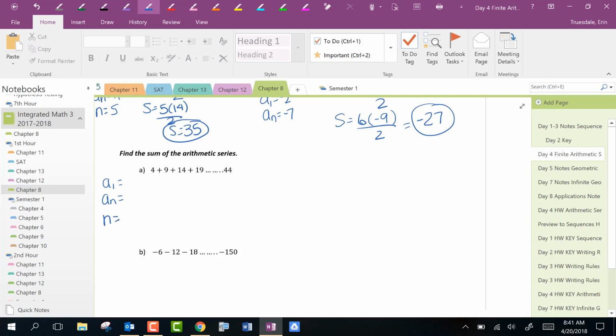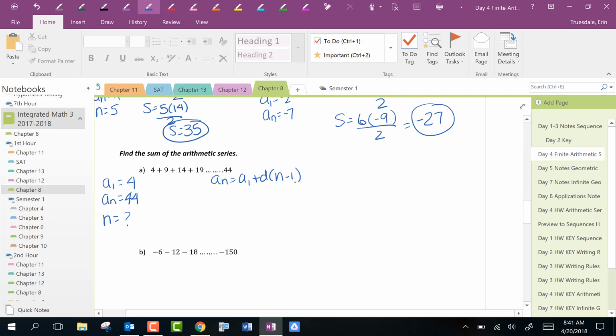Okay, so am I given A1 here? Yes. Am I given An, the last term? Yes. Am I given n, the number of terms? No. Okay. So I'm going to have to use your rule for arithmetic to find n. So I'm going to have to use an equals a1 plus d times n minus 1.